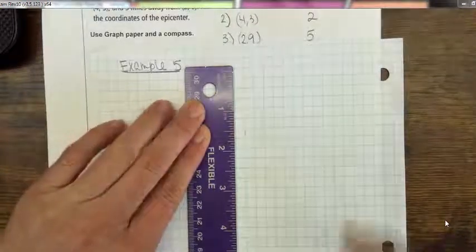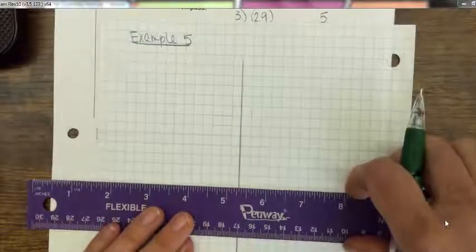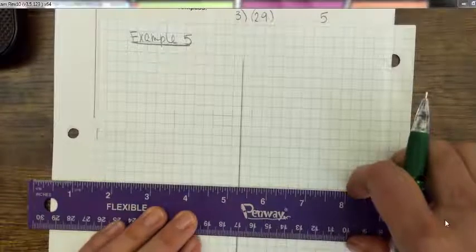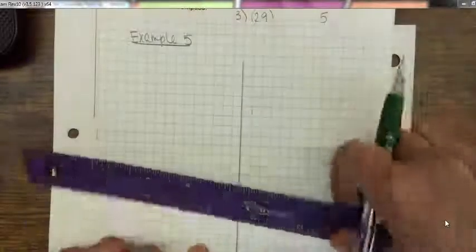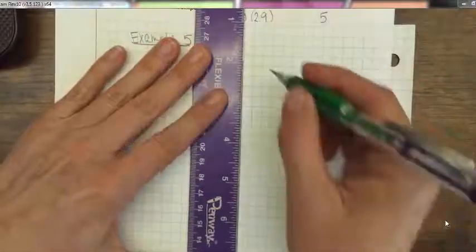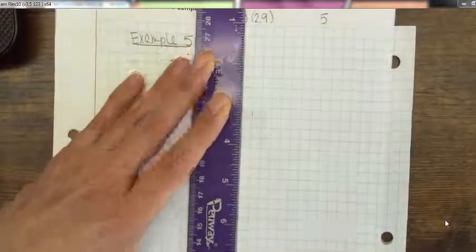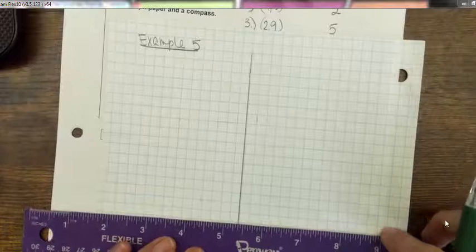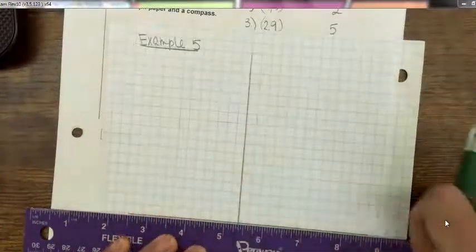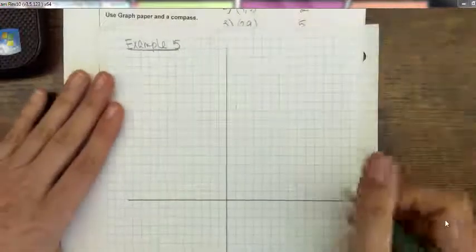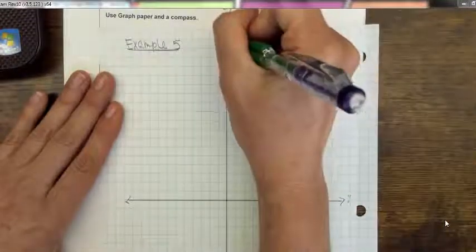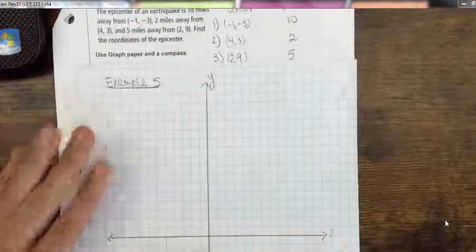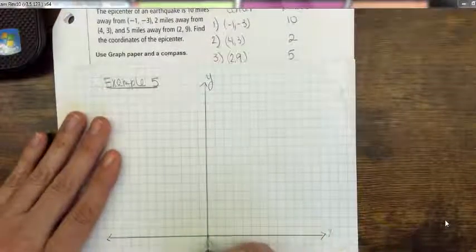I'm going to use up most of my paper here. I have to go up to 14. Go up a little bit further. All right, so I'm going to plot each one of these circles. I'll start with -1, -3.